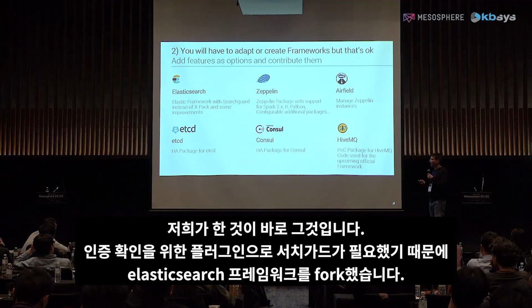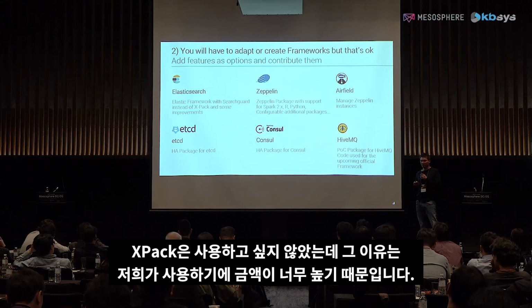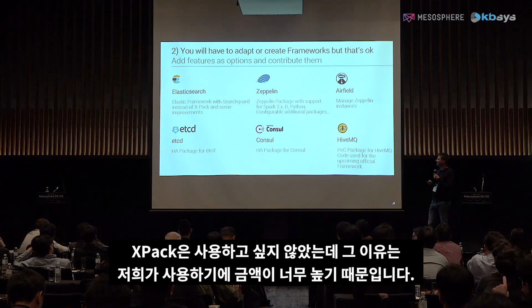We forked the Elasticsearch framework because we needed SearchGuard as a plugin for authentication and authorization, because we didn't want to use X-Pack, which was too expensive for us, or we didn't want to pay for it.